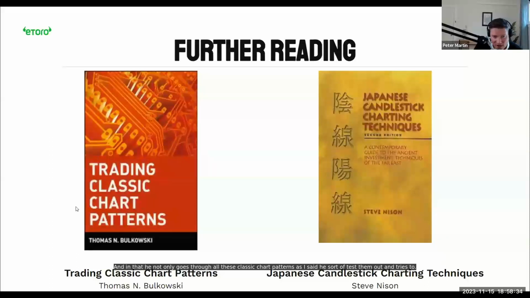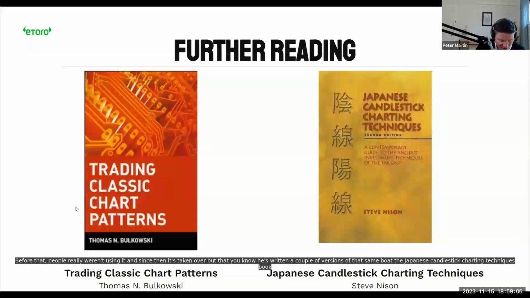In that, he not only goes through all these classic chart patterns, he tests them out and tries to give scores for reliability to different patterns, which not too many people have published information on. And then Steve Nison is the guy who brought to the West the idea of Japanese candlesticks in the 90s. He went over and spent some time there and came back with these interesting names for the different candlestick patterns. Before that, people really weren't using it, and since then it's taken over. He's written a couple of versions of that same book, the Japanese Candlestick Charting Techniques book.